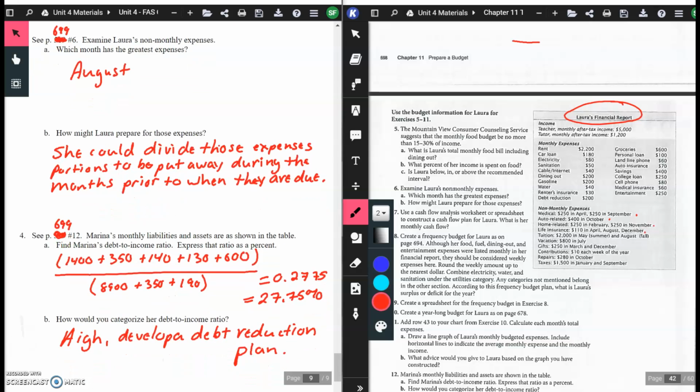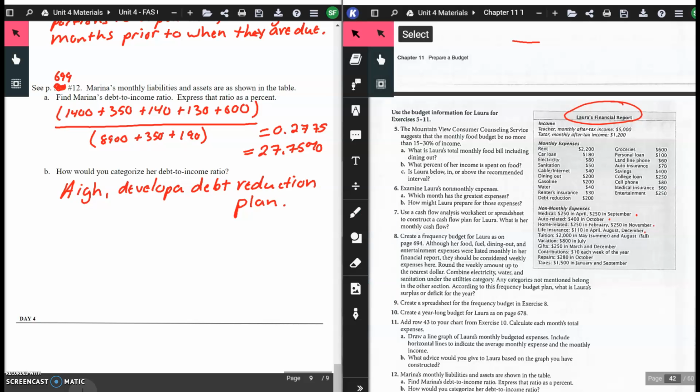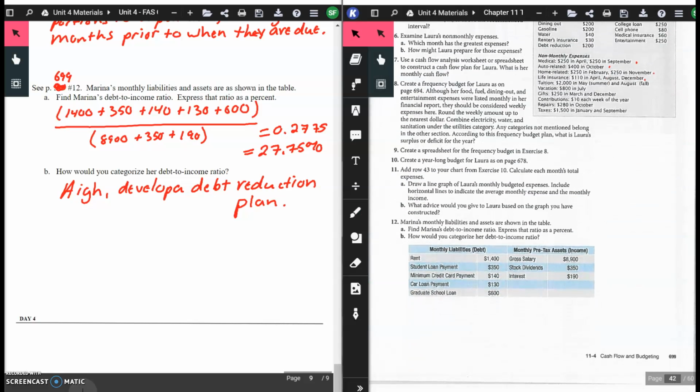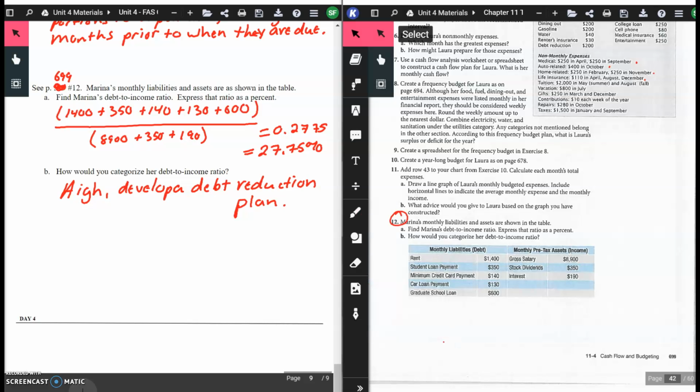Question number 4. You're referring to page 699, number 12, which is the same page off to the side here. So if I look at number 12 down here, I'm going to refer to this table. We have Marina's monthly liabilities and assets shown in the table. Find Maria's debt to income ratio. So remember, debt to income ratio, you're going to want to add up all of your liabilities, and then divide it by your income. The liabilities are $1,400 for rent, $350 for student loan, credit card payment $140, car loan $130, and loan for graduate school of $600.